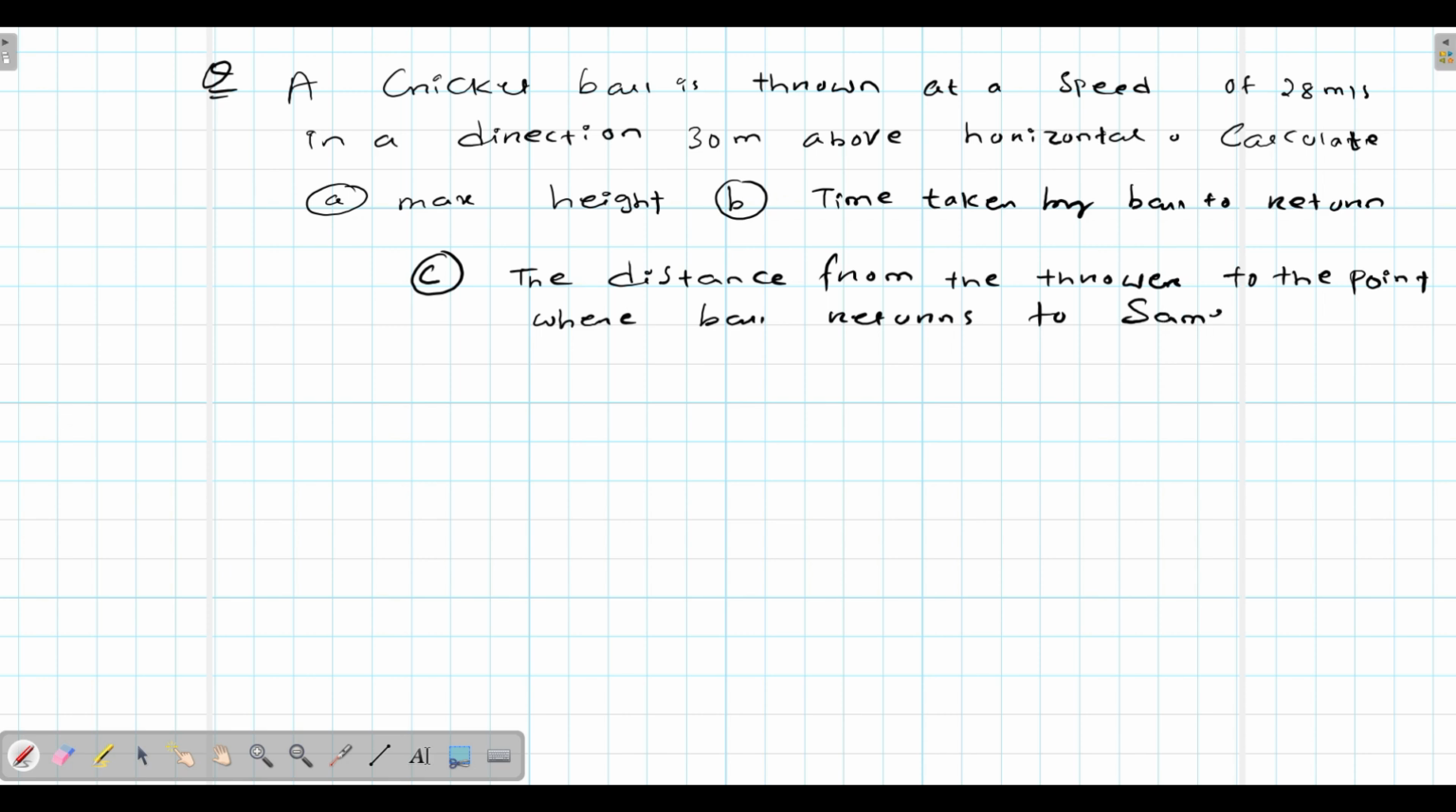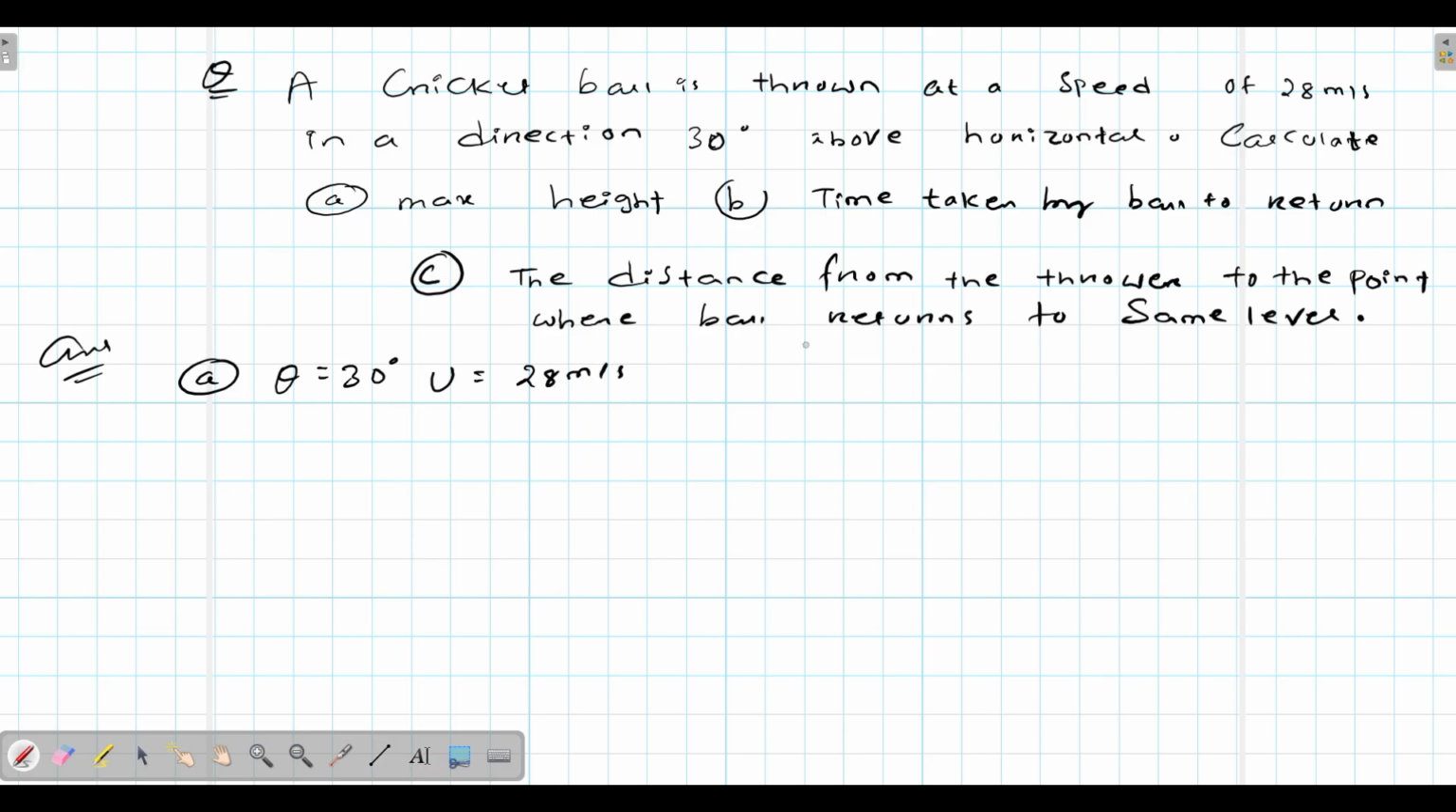So, the answer. The first part says a cricket ball is thrown at a speed of 28 meter per second in a direction 30 degree above the horizontal. So the angle of inclination is given, that is 30 degree, and the projection speed is given, that is 28 meter per second. So we have to find the maximum height.